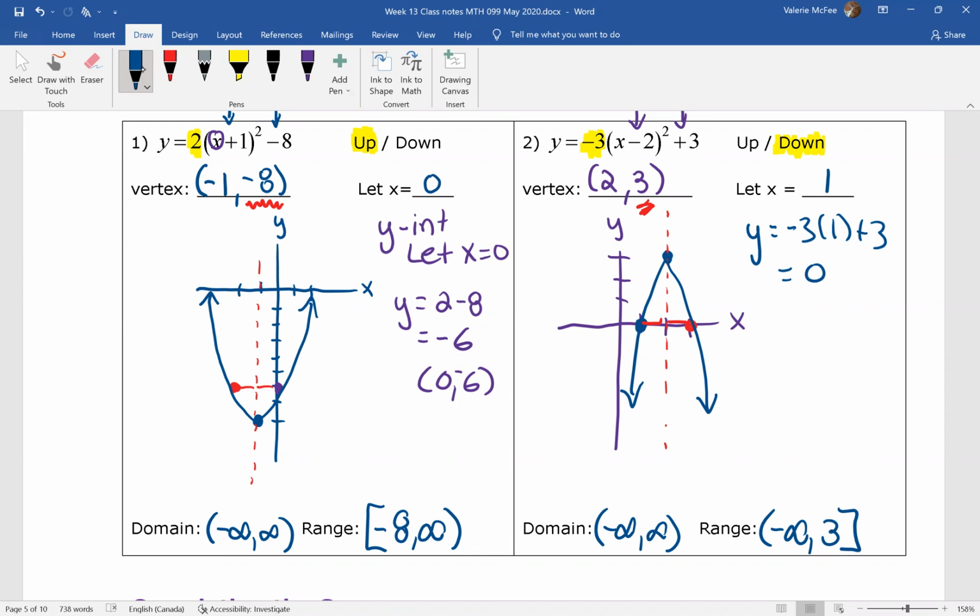We could also write these as inequalities. y is less than or equal to 3. And over here, y is greater than or equal to -8.